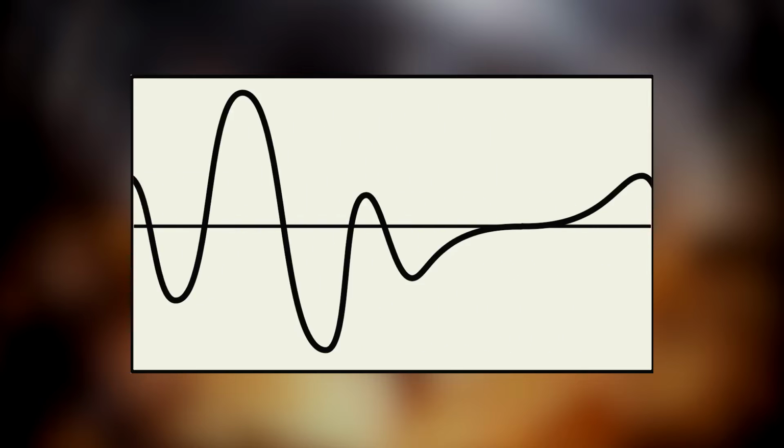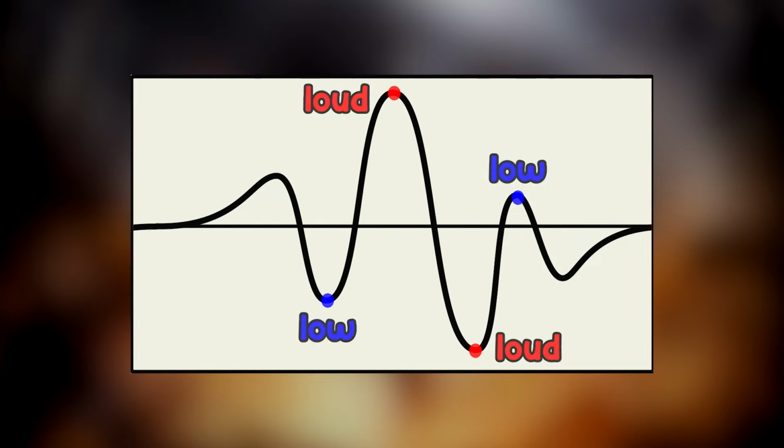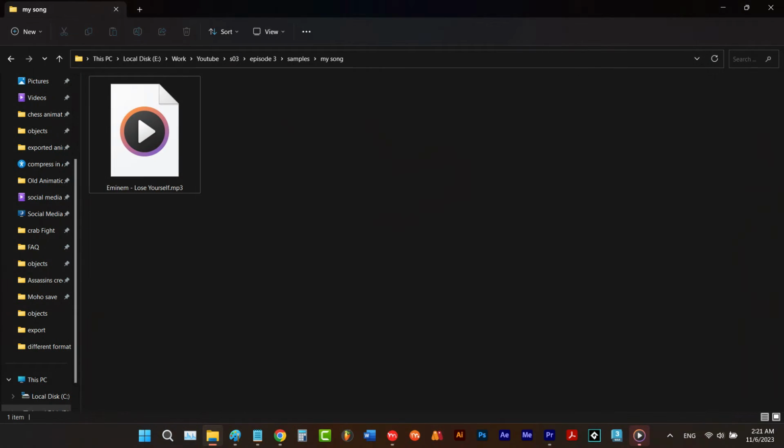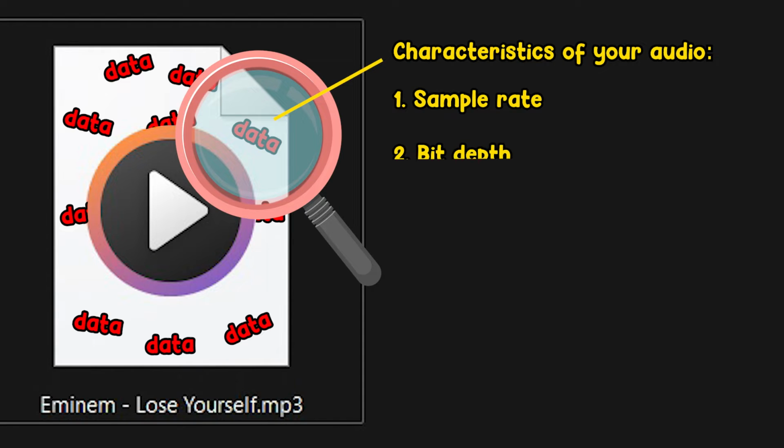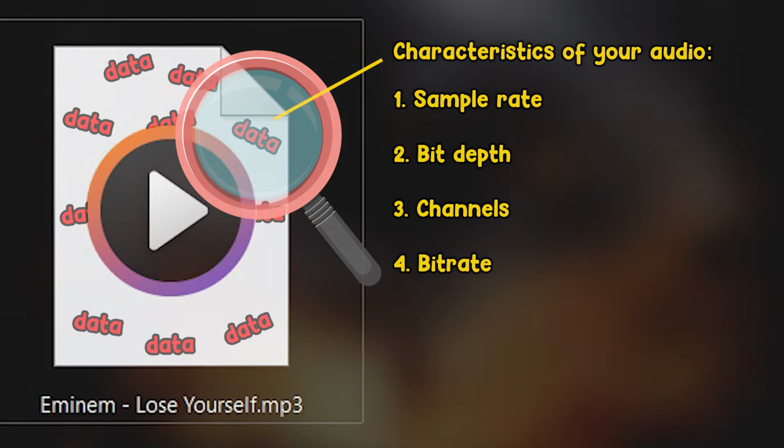The first thing that I'm gonna talk about is waves. Every audio has a series of waves which show you how loud and low the sounds of your audio are. The louder the sounds are, the higher and the lower your waves will be. To show you these waves, a software like Moho uses the data of your audio file that you have on your system. This data is actually the characteristics of your audio, such as sample rate, bit depth, channels, and bit rate of your audio.